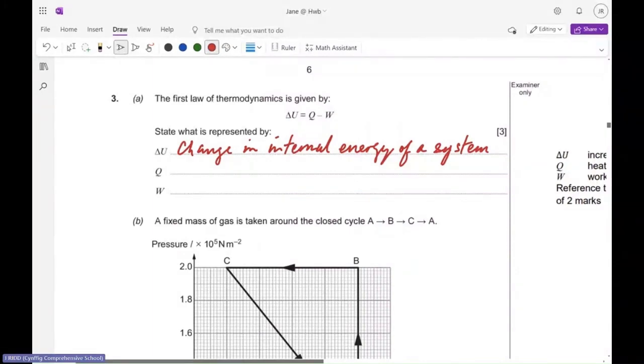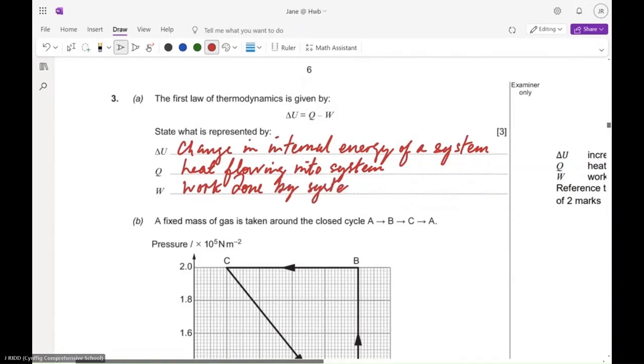And then this is going to be Q, heat, flowing into the system or supplied into system. And then W is work done, and this is very important. This is work done by the system. Now, work done by the system is a positive value. Work done on the system is a negative value.